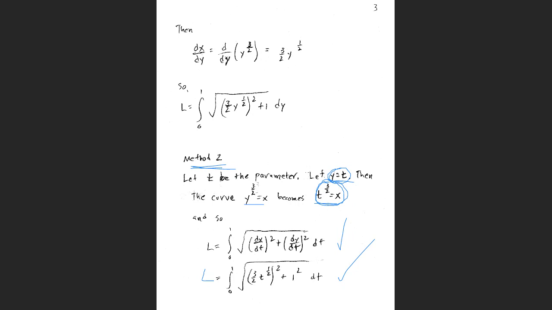Nathan likes it. Well, now you might think the arc length formulas are different, right? Because using method 1, y is the parameter, and using method 2, t is the parameter. But in fact, the integrals will give you the same answer. They will give you the same answer.